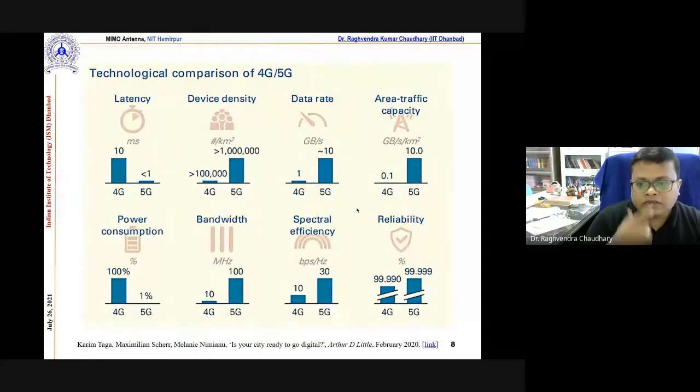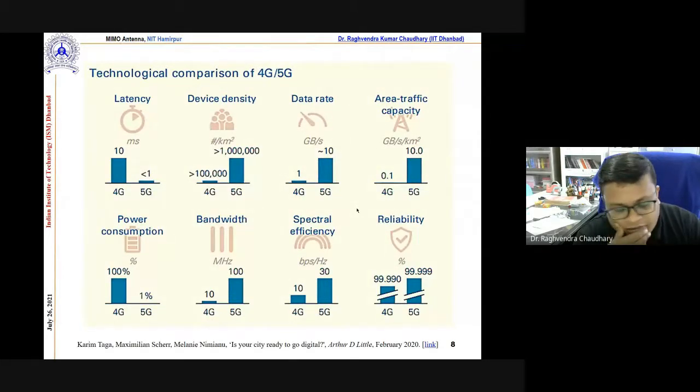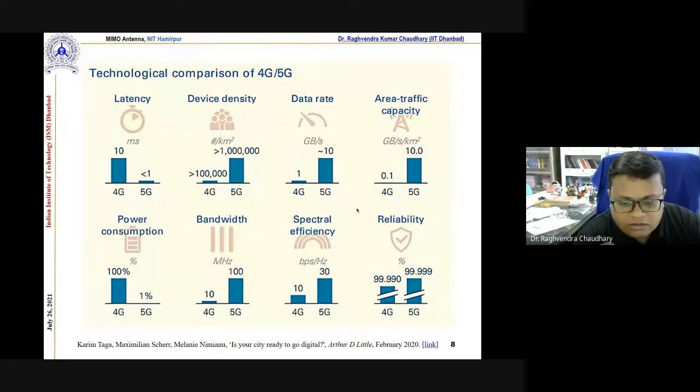Now, people are talking about 5G, so this subject comes up very frequently when we are talking about antennas. Mainly, if you compare 4G and 5G, 5G is actually better than 4G. This is the magazine, actually: is your city ready to go digital?